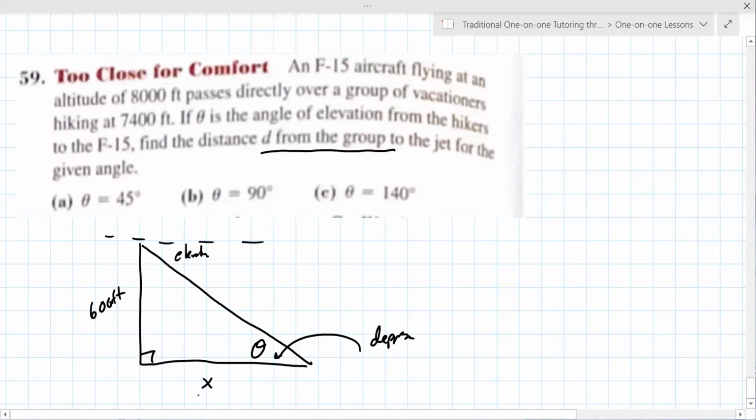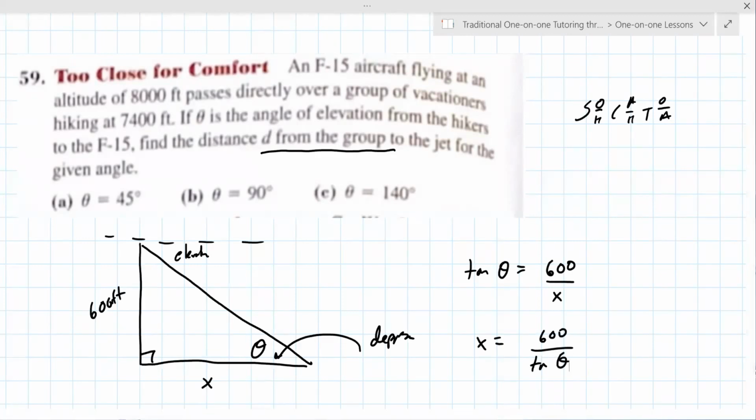I don't know, that's weird. Flying over altitude, the angle of elevation of hikers. Yes. Okay. Yes, this is right. So x, the tangent of theta equals 600 over x, and that's just from SOHCAHTOA. You know that. X is then 600 over the tangent of theta, and then you can do this for the different values.